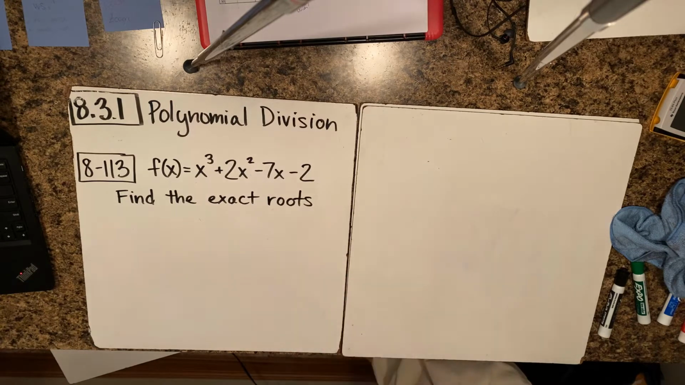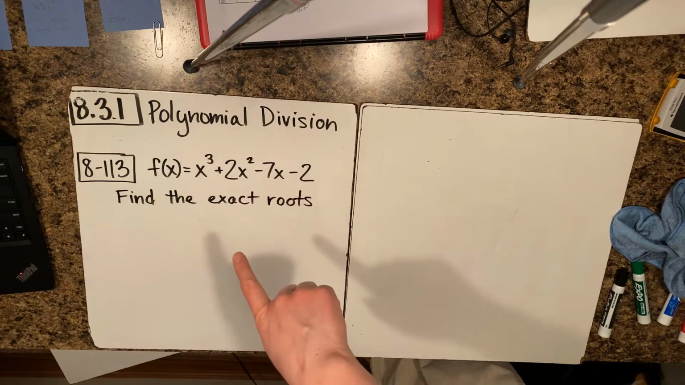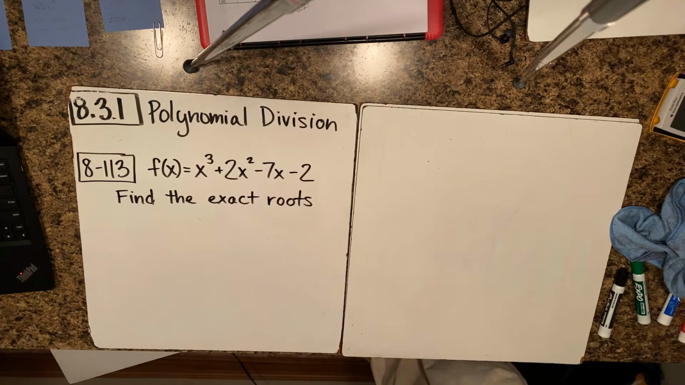Okay, this question right here, 8-113: Andre needs to find the exact roots of f of x equals x cubed plus 2x squared minus 7x minus 2. When he uses his graphing calculator, he can see that one of the x-intercepts is 2, but there are two other intercepts that he cannot identify exactly. He remembers that he learned how to multiply binomials and other polynomials using the area model. He figures that since division is the inverse or undo operation for multiplication, he should be able to reverse the multiplication process to divide. As he thinks about that idea, he comes across the following news article.